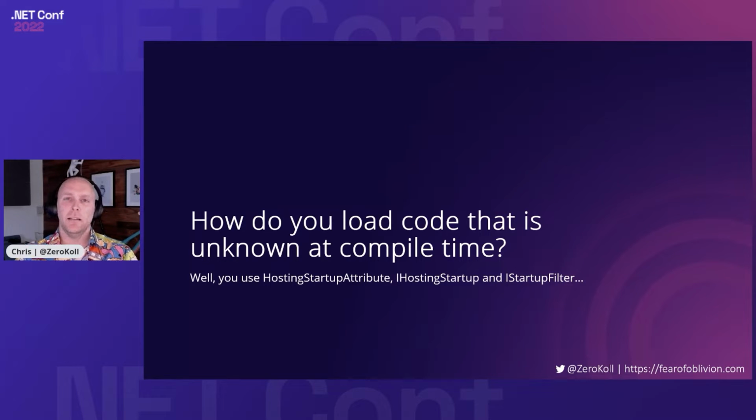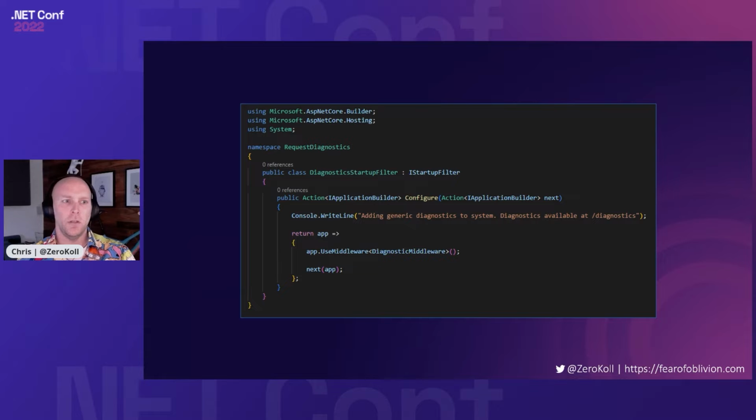And the solution to that is that there's actually an attribute called hosting startup attributes that you can use to tell an assembly that it should get loaded into ASP.NET Core or in .NET. And there's an IHostingStartup interface that you can implement so that you can play around with the actual host that you run inside of your .NET application. And then there's an IStartupFilter inside of ASP.NET Core that allows you to play around with the actual request pipeline. So what you end up with is you create this class.